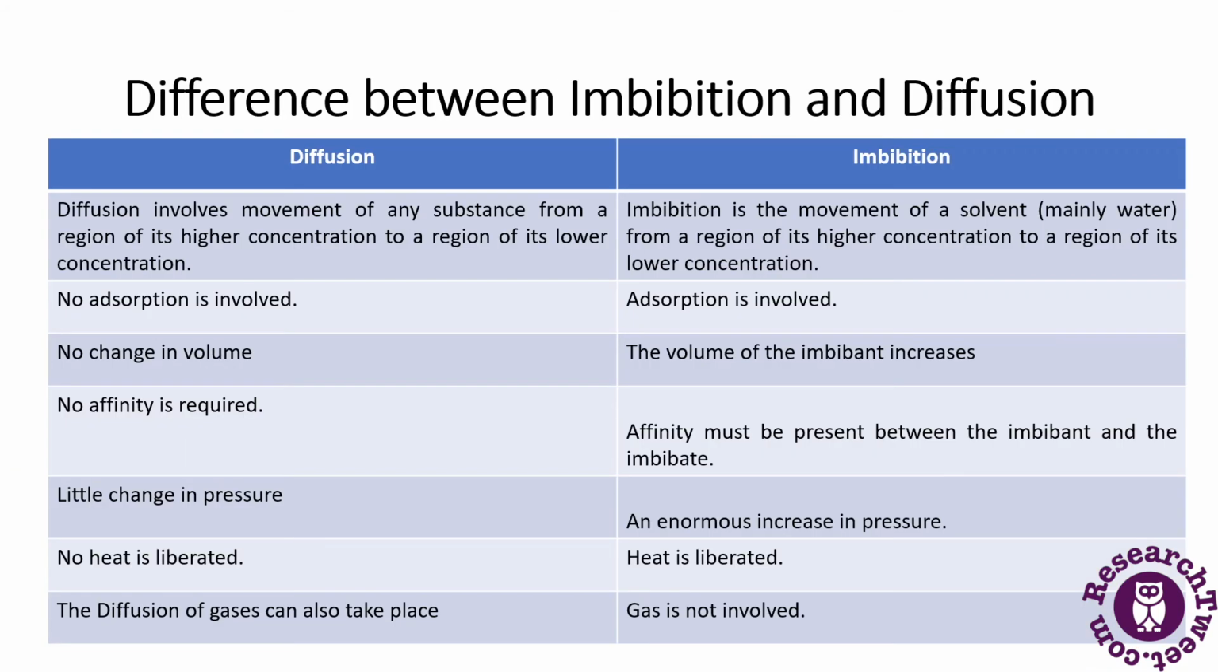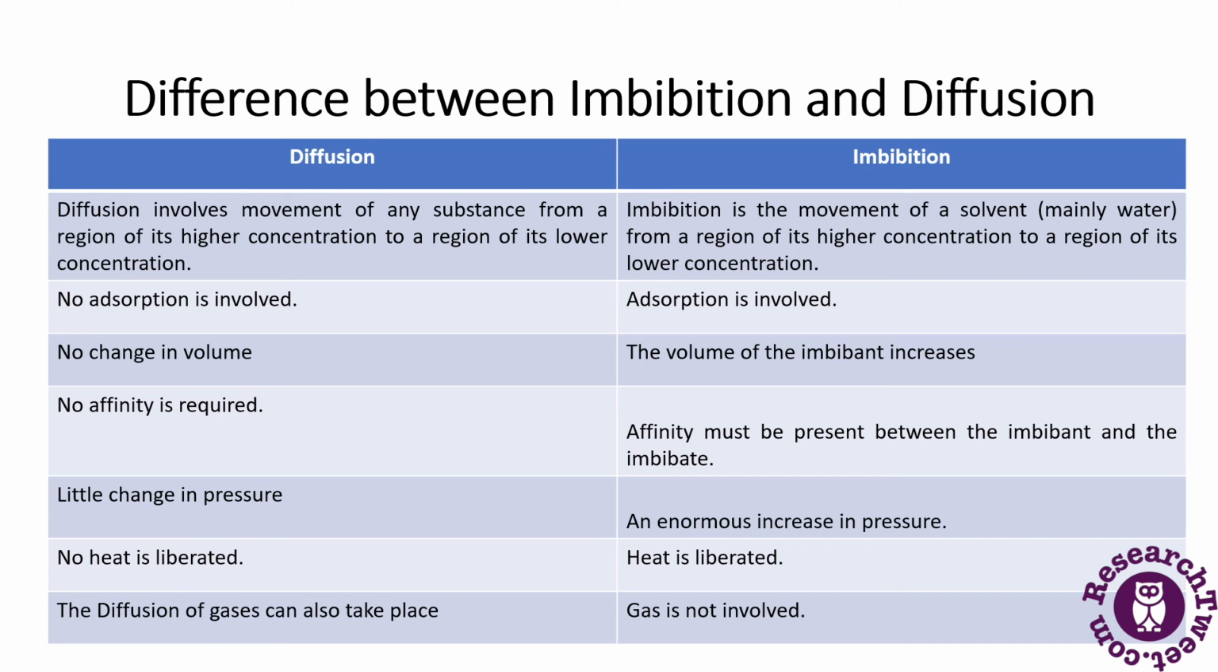Imbibition is also a type of diffusion. So what is the difference between imbibition and the diffusion process? Diffusion involves the movement of any substance from a region of its higher concentration to a region of lower concentration. But in case of imbibition, there is a movement of solvent from a region of higher concentration to a region of its lower concentration. So there is generally a movement of water.